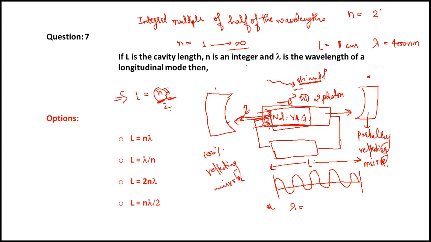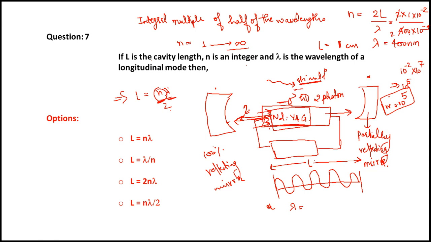It will be 2 into L by lambda, and then we convert each to the same unit. So it will be 2 into L, where L was 1 centimeter, which I convert to meter, that is 10 to the power minus 2, divided by 400 into 10 to the power minus 9, because I have converted each to meter. So it comes to 200, which is 10 to the power 2, so it will be 10 to the power minus 2 into 10 to the power 7, which is 10 to the power 5. So total n will be 10 to the power 5 modes. Okay.